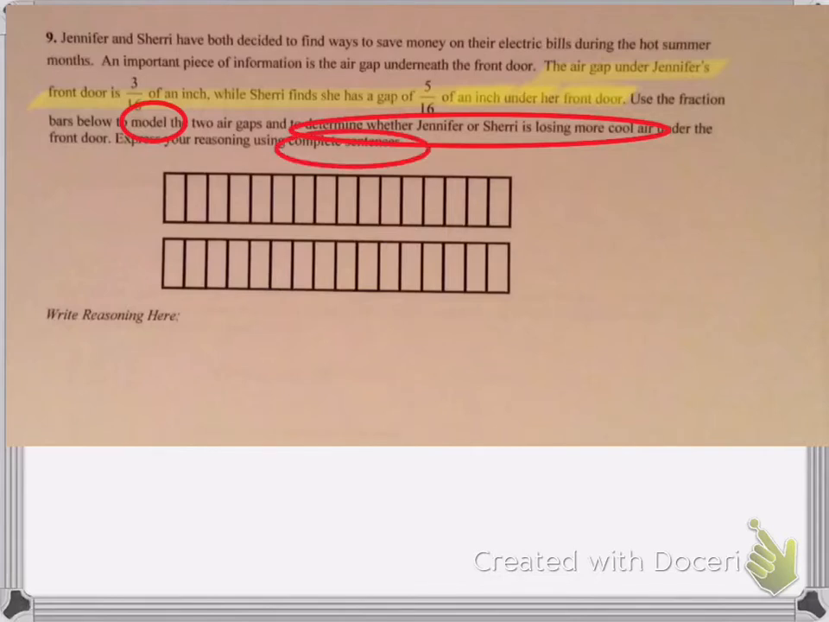Now, each fraction bar below is divided into 16 equal pieces, so it doesn't really matter which one we represent as Sherry or which one we represent as Jennifer, because Jennifer has 3/16 of an inch, which is 3 copies of 1/16, and Sherry, her gap is 5/16 of an inch, which is 5 copies of 1/16. So, since we're both comparing copies of 1/16, it doesn't matter which fraction bar goes to which person. So we'll just let the top one represent Jennifer and the bottom one represent Sherry.